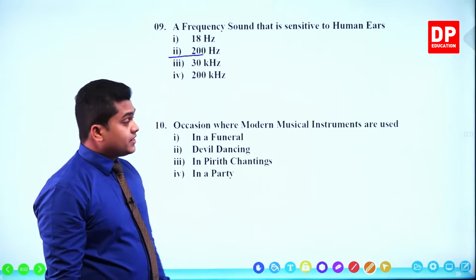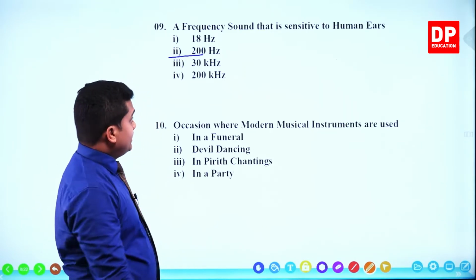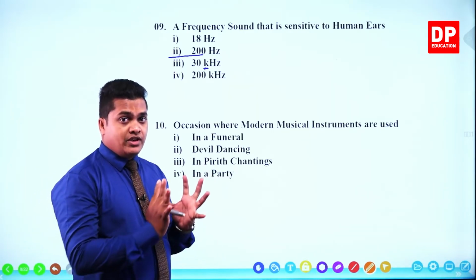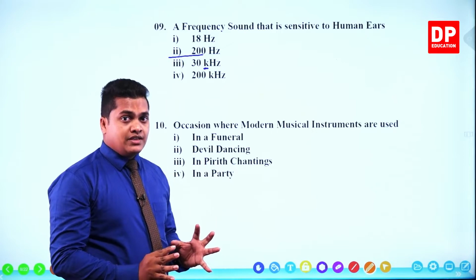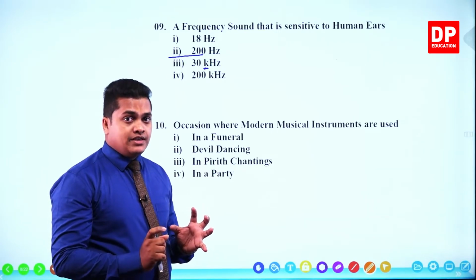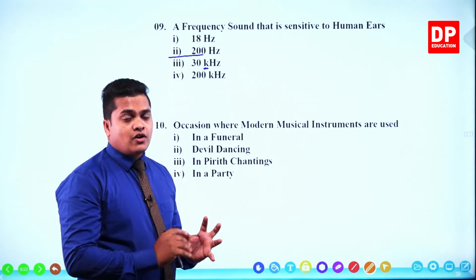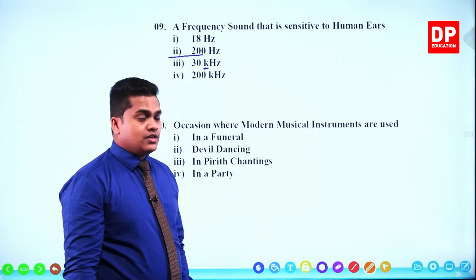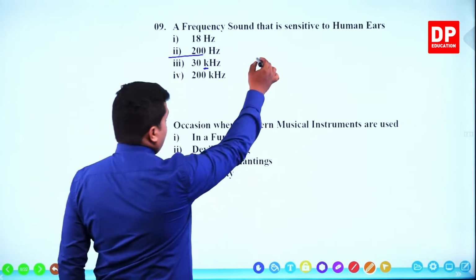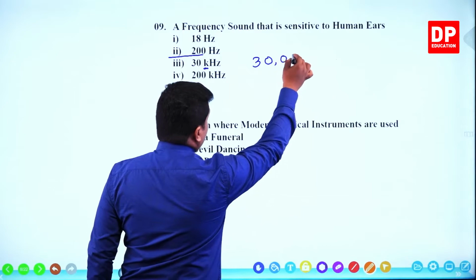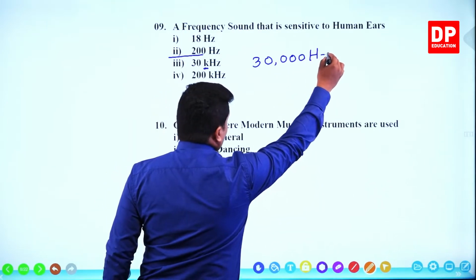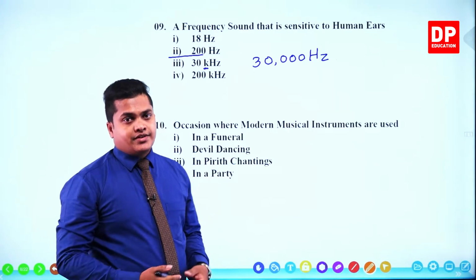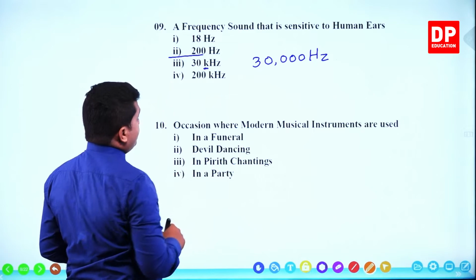Next one, number 3, 30 kilohertz. Here, see, 30 kilohertz. K is given. I told you when we were doing the lesson, 1 kilohertz means thousands of hertz. 1000 hertz is equal to 1 kilohertz. So, here 30 kilohertz means 30,000 hertz. We can hear up to 20,000 hertz. So, it is incorrect.